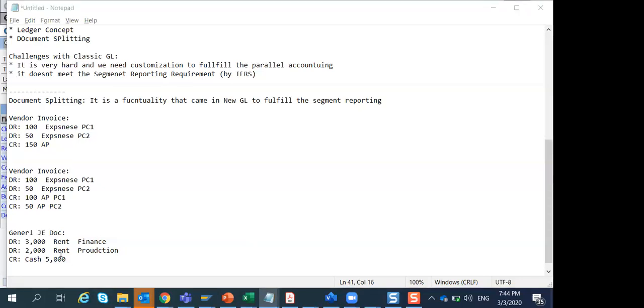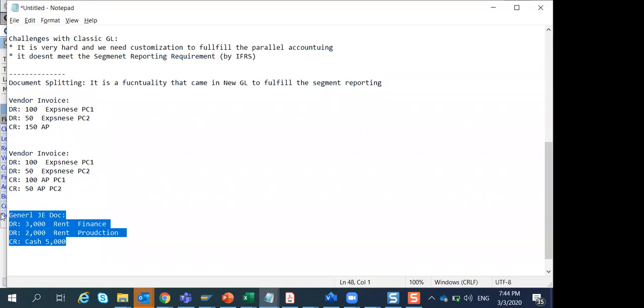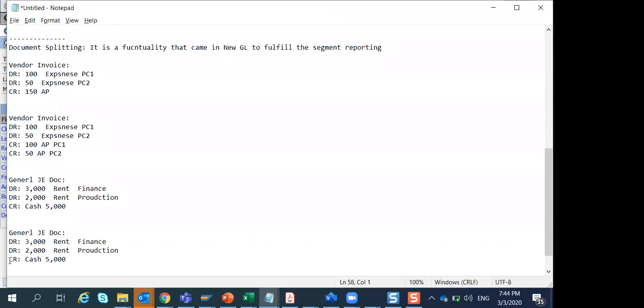So this is our transaction: debit rent and credit cash, $5,000. All you need to do is split this GL account. So I'm going to repeat the whole thing again. Instead of credit 5,000, we're going to credit cash 3,000, and we have to have the finance profit center, not the production, because 3,000 is finance. And we're going to do another line item, which is to the cash, but this time it's 2,000 for the production. Does it make sense?